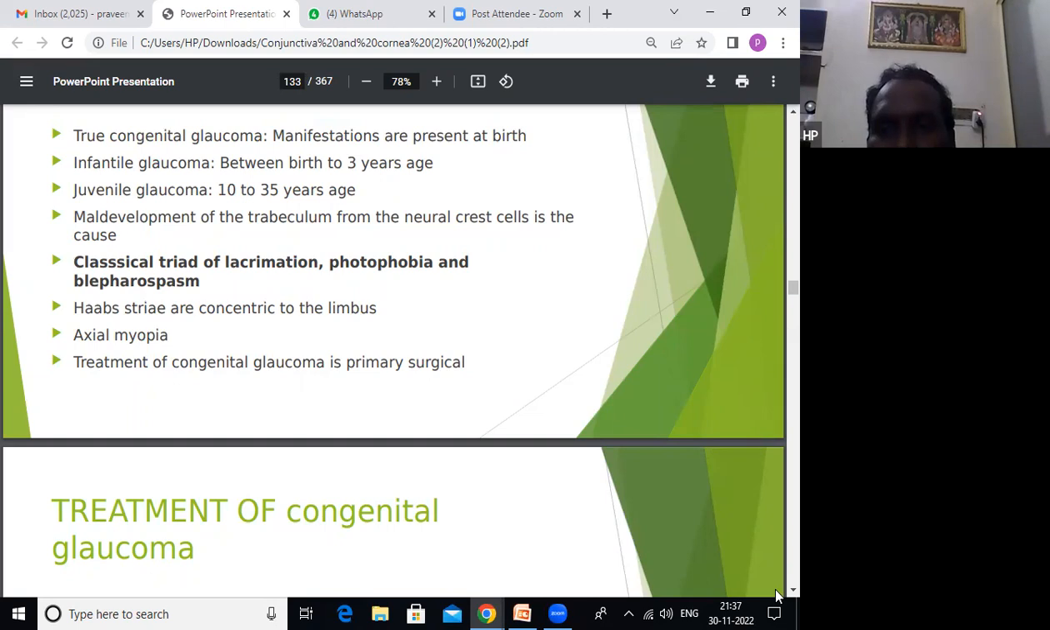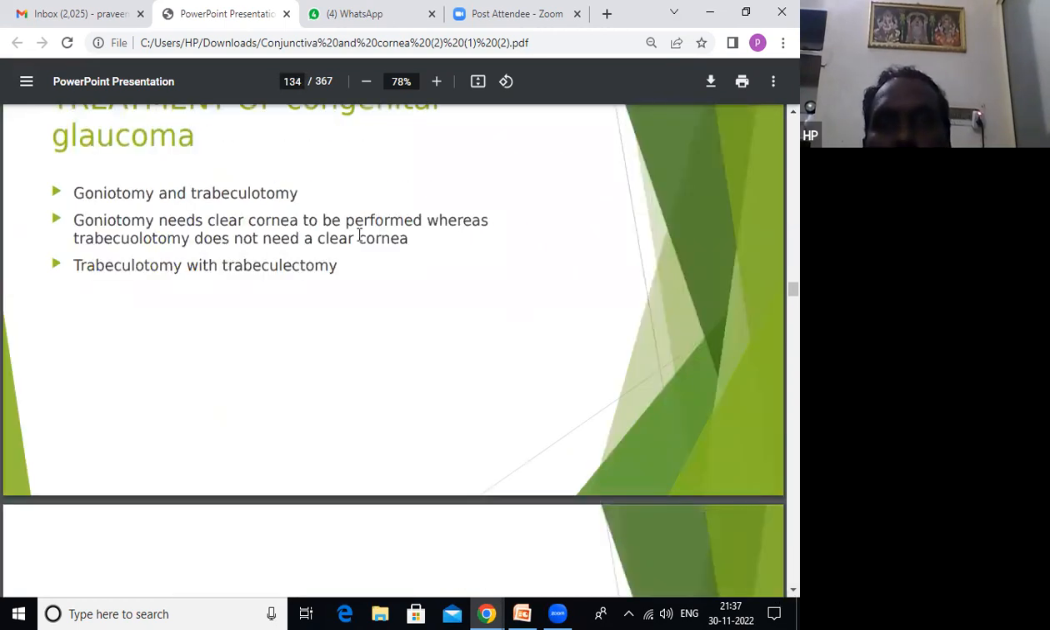See, for treatment of congenital glaucoma, this slide is important. The two procedures which you do for congenital glaucoma are goniotomy and trabeculotomy. Remember, if you have to do goniotomy, you need a clear cornea, whereas for trabeculotomy, you do not need a clear cornea. So this is an MCQ: which of the following procedures in congenital glaucoma needs a clear cornea: goniotomy, trabeculotomy, or trabeculectomy? For a goniotomy, you need a clear cornea. So these are the two modalities of treatment for congenital glaucoma: goniotomy and trabeculotomy.